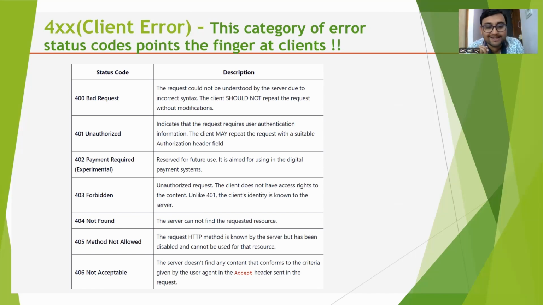406 not acceptable means the server didn't find any content that conforms to the criteria given by the user agent. There is an accept header. If you see the header section in Postman, there is an accept section. There you have to set the content, if there is a necessity to put the data over there. Otherwise, it will throw 406 not acceptable. If the server is looking for the data in the accept header but you have not passed it, then it will throw 406 not acceptable. So these are basically 4xx type client side errors.